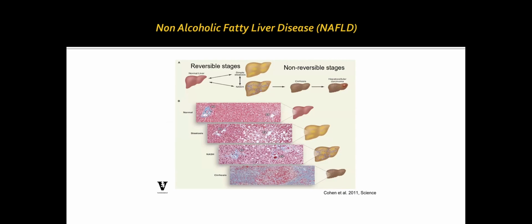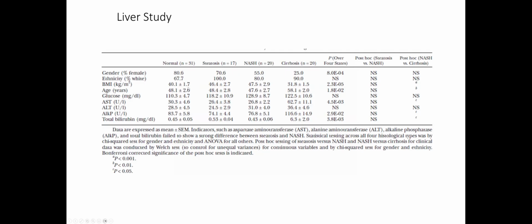The clinical study involved tissue samples from normal liver patients, from simple steatosis and NASH patients, the NASH patients being non-alcoholic steatohepatitis patients, and cirrhosis patients. So we had this normal, steatosis, NASH, cirrhosis patient recruitment at Vanderbilt. This is all done at Vanderbilt. They took 31 normal patients, 17 steatosis patients, 20 NASH patients and 20 cirrhosis patients.